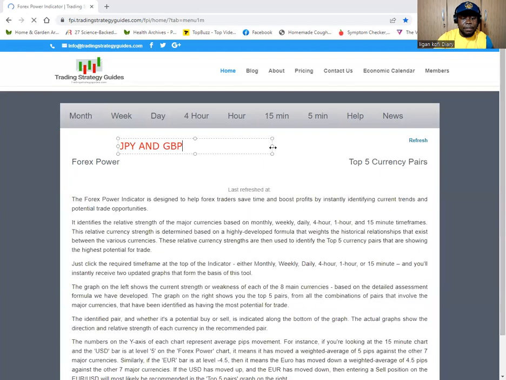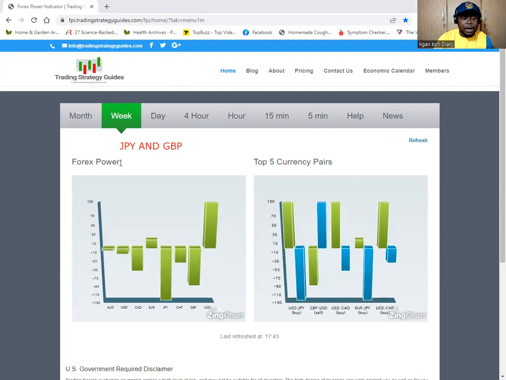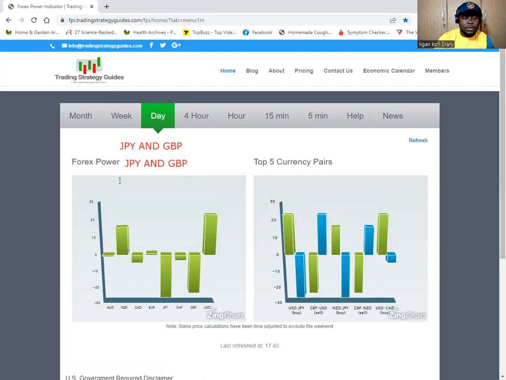This is on the monthly time frame. It updates itself in a few minutes, so that's how it works. So let's go to the weekly time frame. On the weekly time frame, the weaker currencies we can see here are again JPY and GBP. And there's also a good one. Then we go to the daily, and on the daily, the weaker currencies we can see are still JPY and GBP. So these are the weaker currencies we can see on the 3 time frames. This week is going to be very interesting for what I'm seeing already.